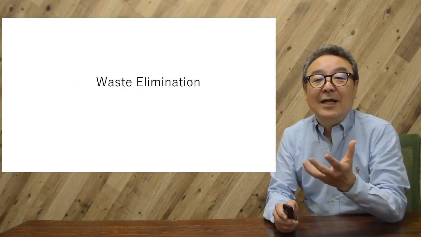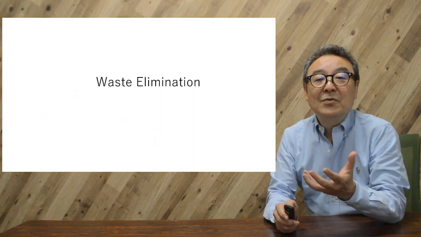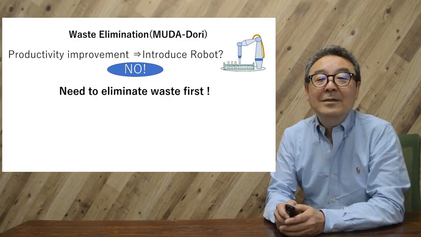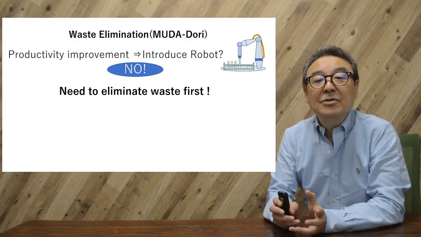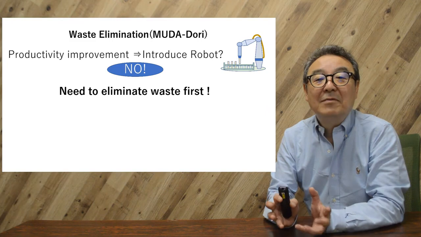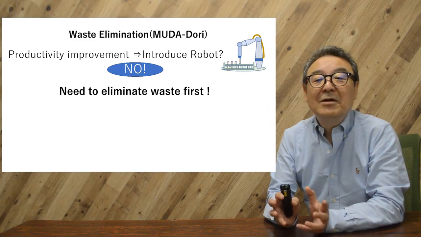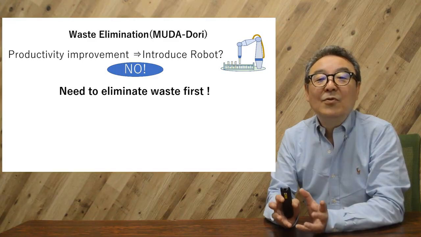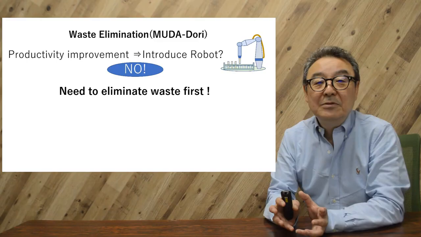After 5S activity, we start waste elimination. When a factory manager thinks about how to improve their production line, sometimes they say they need to introduce robots. However, without any waste elimination activity, the robot will do waste motion, even while they are spending a huge amount of money.